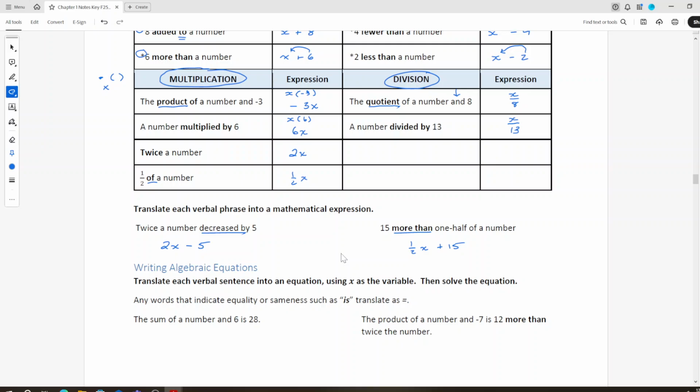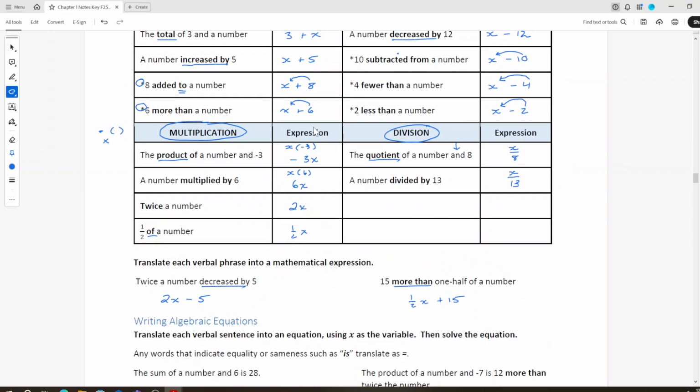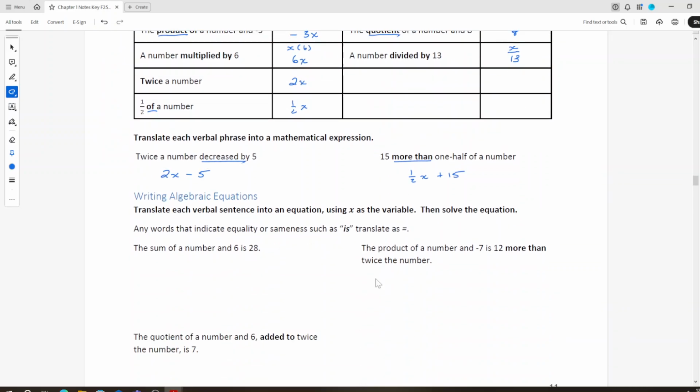Okay, so just use these things as guides. Just know that more than, added to, fewer than, less than, subtracted from, those are all action words that are coming after. Otherwise, you can write them as you see them. Then we're going to go straight into writing algebraic equations, which is just more of the same.